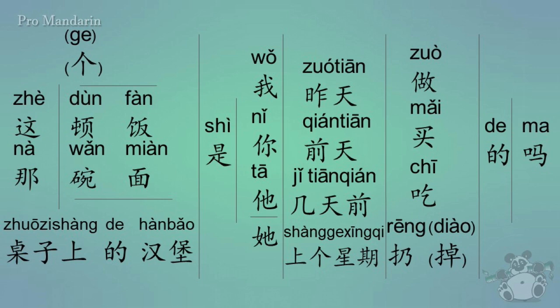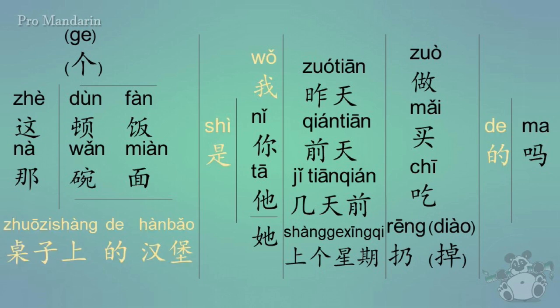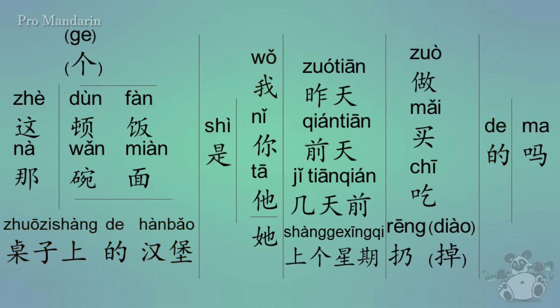Now one last example before I move on to the last section. If I wanted to say the burger on the table, or those burgers on the table are mine, I could say 桌子上的汉堡是我的。So without the verb after the 是 or the pronoun or whoever you're talking about, it makes it possessive. So 我的 becomes mine, 他的 becomes his or hers, 谁的 becomes whose, and so on.